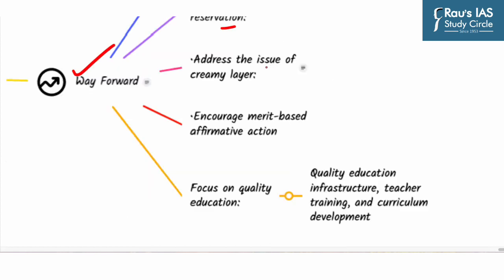Next suggestion is to address the issue of creamy layer. Now, what is creamy layer? It refers to the affluent sections within reserved categories who benefit from reservation policies and may not necessarily require them. So, there is a need to exclude the creamy layer from reservation benefits to ensure that the benefits reach the most disadvantaged sections. Next is to encourage merit-based affirmative action.